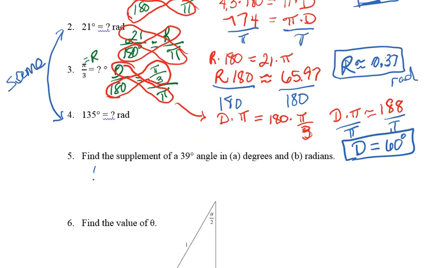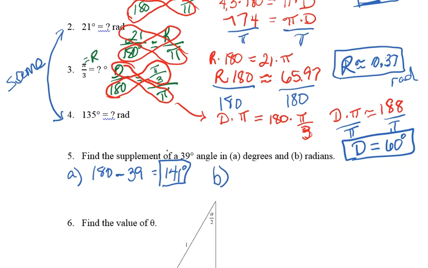So I'm going to do 180 minus, and this is part A, minus 39. Well, 180 minus 39 is 141. So I already have my answer in degrees. 141 degrees is the supplement of 39 degrees. So I'm done with that. Now to find my answer in radians, I simply have to convert 141 degrees to radians.